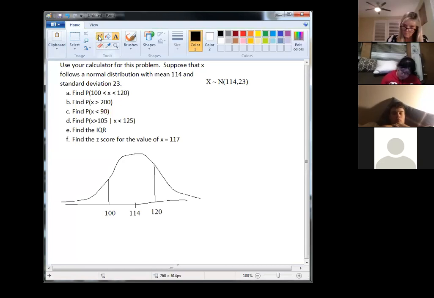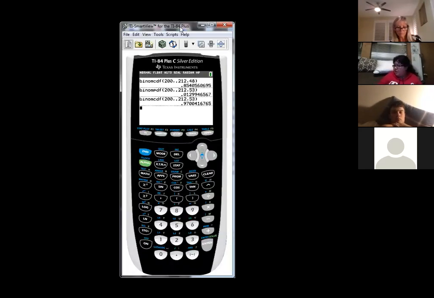And then I'm going to shade in that region. Any questions at all on the picture? Okay, so now the next thing is I'm going to go to my calculator. So let's do that. I need to do a new share. And let's clear what we had.